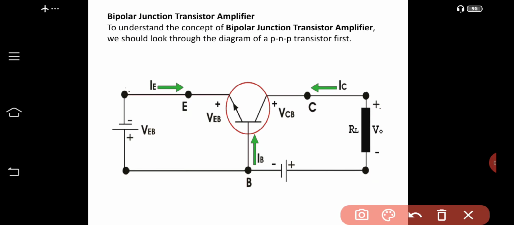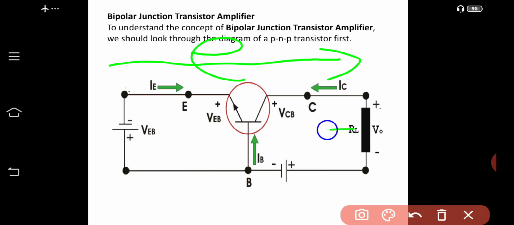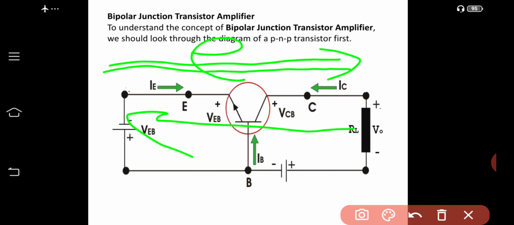Charge flows in this manner. Charge is electrons, and the direction of current is opposite to the electrons. The current direction is from collector to ammeter. So the charge direction is ammeter to collector, and the current direction is collector to ammeter.